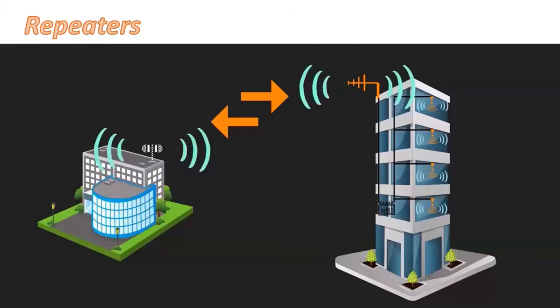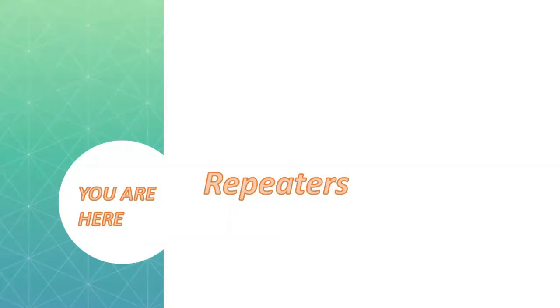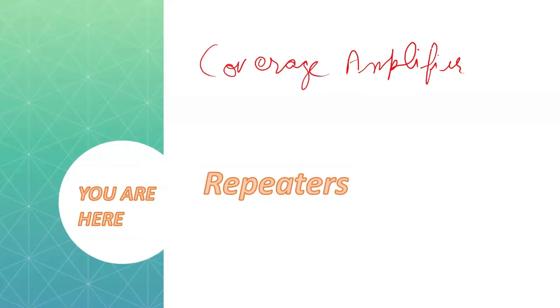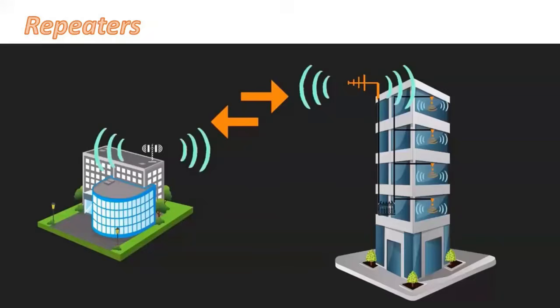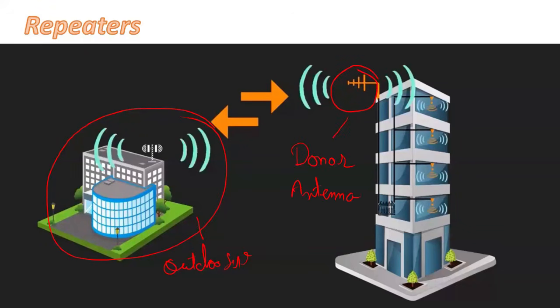When we say repeaters, it means the signal is amplified, right? It's like a coverage amplifier or coverage extender, right? So it extends your coverage. You can see there is an existing outdoor site, and this existing outdoor site feeds this particular antenna. We call it the donor antenna, okay? And then it will feed an amplifier. So here we can use one amplifier.